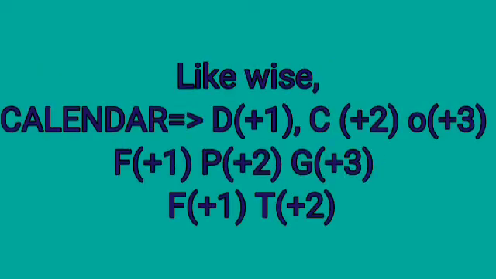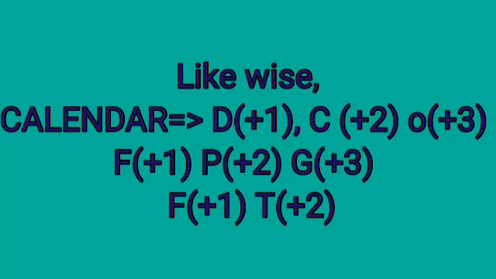Here calendar. So calendar, what is the first letter? C. C is moved 1 step forward. D. Second letter A is moved 2 steps forward. C. Third letter L is moved 3 steps forward. So O. Fourth letter E is moved 1 step forward. F. N is moved 2 steps forward. P. D is moved 3 steps forward. G.